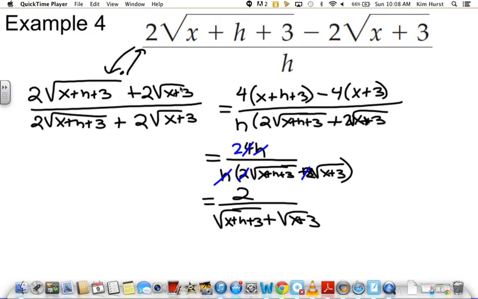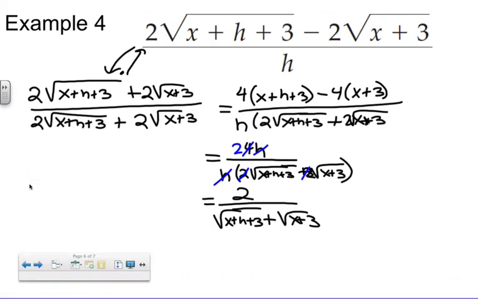So when I multiply these together, I end up with 4 times x plus h plus 3 minus 4 times x plus 3. Now, I want to note that the way I did this was to use that formula: a plus b times a minus b is a squared minus b squared. So this is a squared, 4, and this is the square root squared, and this is b squared. And then on the bottom, everything is times h. I left off a parenthesis there. So once I simplify all of this, and this was actually pretty easy to simplify, I end up with 4h. So it's 4x minus 4x, 3 minus 3.